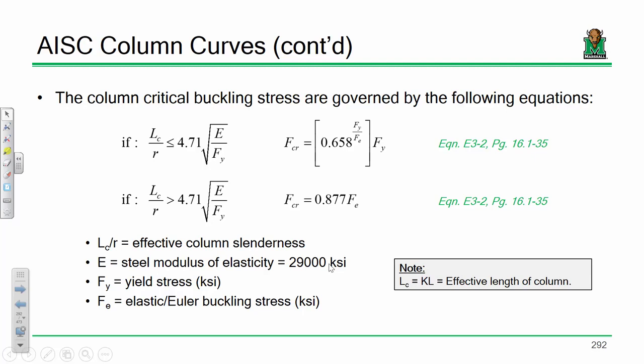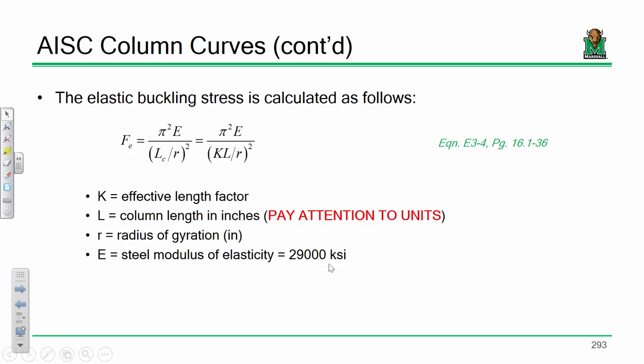Now, when you open up the spec, you're going to see this term L sub C pop up. L sub C is just the effective length of the columns. That's just K times L. And we'll clearly define what that is later on. And don't worry, we're going to discuss that ad infinitum. The elastic buckling stress is just pi squared E divided by the slenderness squared.